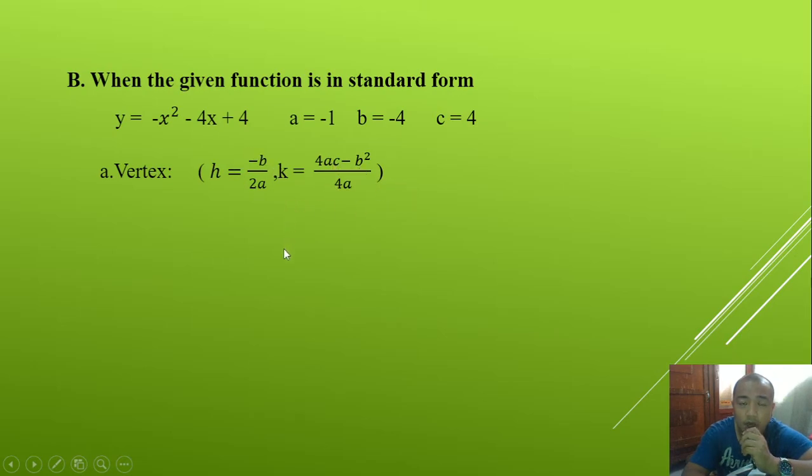So, I'll give you 5 minutes to answer orally the vertex of the given function y is equal to negative x squared minus 4x plus 4.